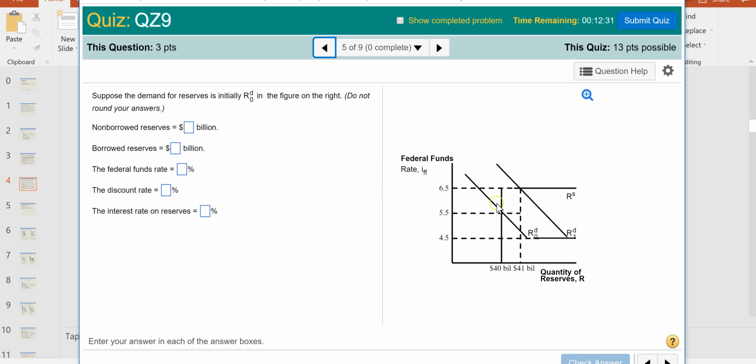We also should understand the two parts of the supply curve. This vertical portion refers to the reserves due to open market operations, which is also called non-borrowed, because those reserves come from purchases made by the Federal Reserve of securities, mainly Treasury securities. So that part has nothing to do with the interest rate. That's why it's vertical.